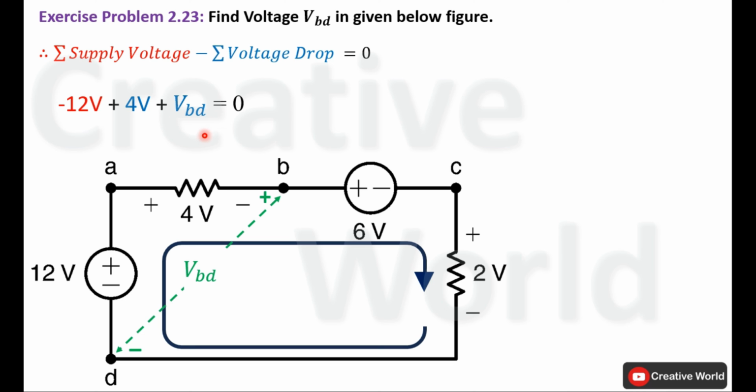to 0. In this equation, we only have one variable, that is VBD, and we are interested in calculating its value. So solve this equation. Place this minus 12 volt and 4 volt on the other side of the equal sign to calculate the value of VBD. This minus 12 will become positive 12 and plus 4 will become negative 4. Now subtract 4 from 12, the answer will be 8 volt. So the value of VBD is 8 volt.